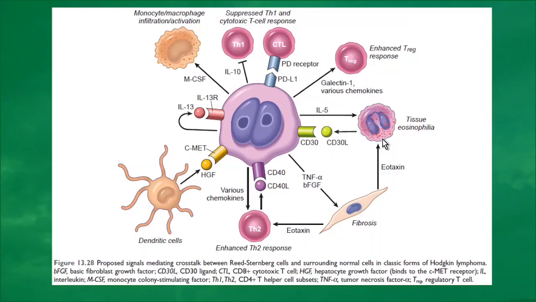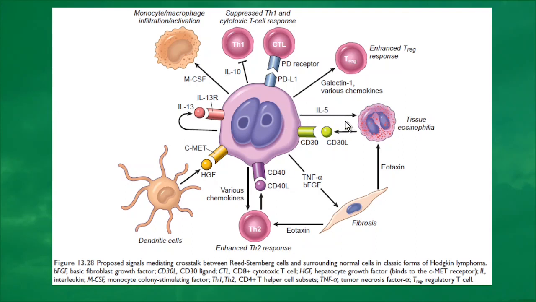In Hodgkin's lymphoma, the malignant cell is the Reed-Sternberg cell, but almost 90% of the mass of the tumor is composed of reactive cells, which may include monocytes, macrophages, eosinophils, and other reactive polymorphous lymphoid population. Why is it so? It is because of the cytokines produced by the RS cell. Various chemokines are produced, which enhance Th2 T cell response. Interleukin 10 is produced, which suppresses cytotoxic T cell response.